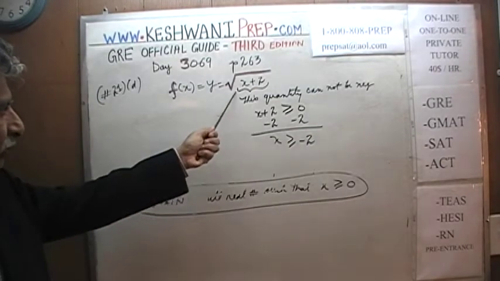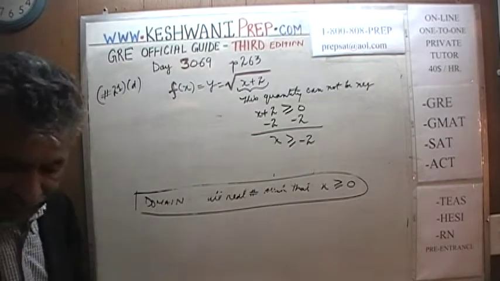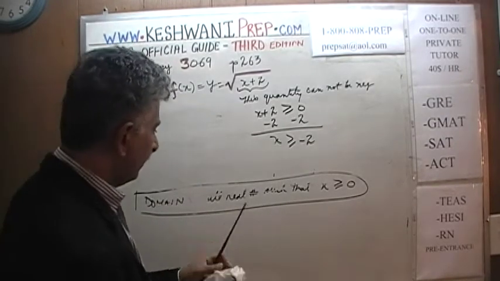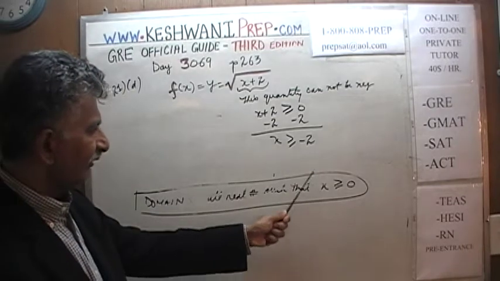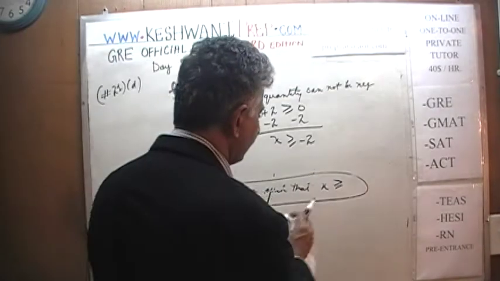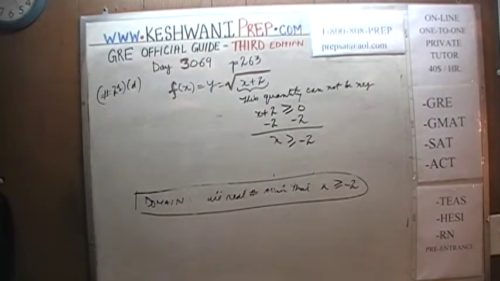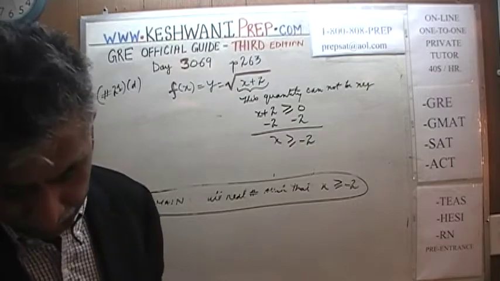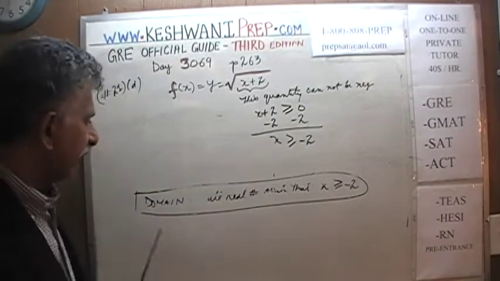So what is the domain of this function? The answer is, the domain of this function is all real numbers such that x is greater than or equal to negative 2. I hope you can still read it. There we go. That's all. Let's plot it, see what the shape of this graph is.